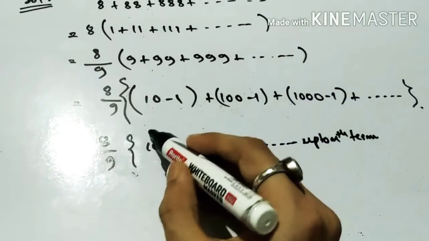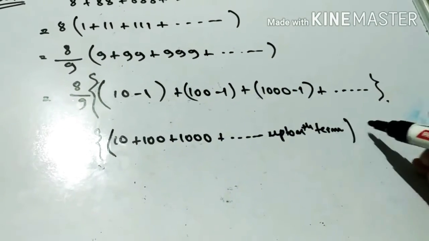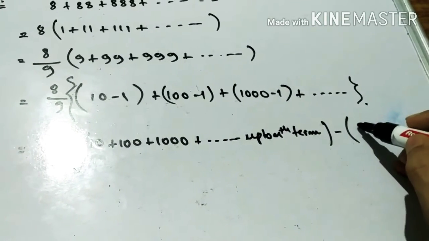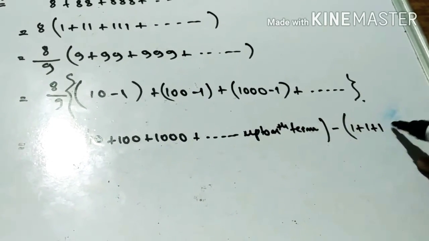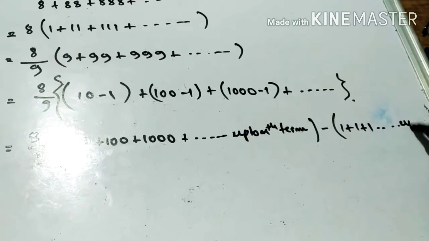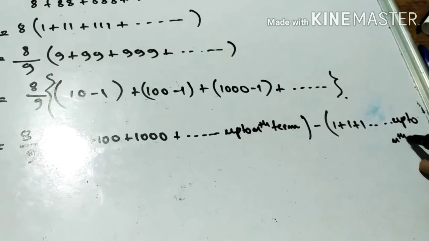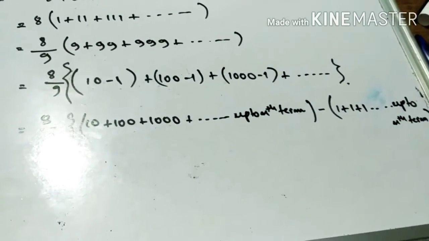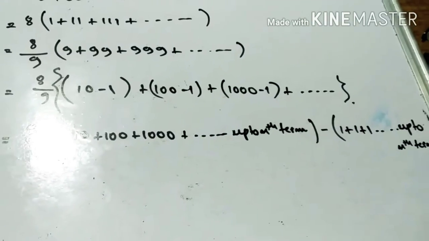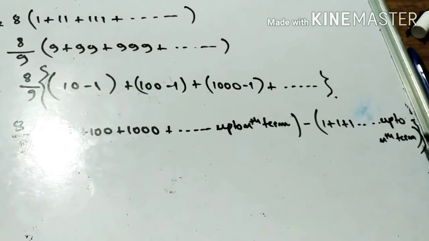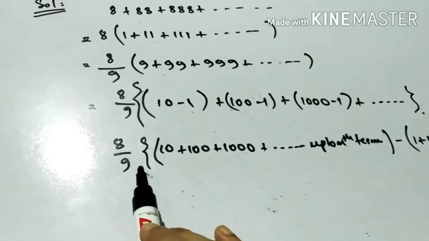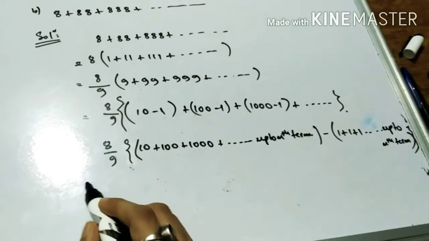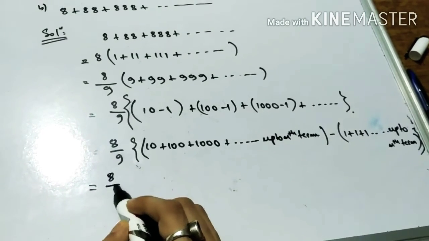Let me write this down in this bracket, and then you see minus 1 minus 1 minus 1. If I take a minus common, then I will get 1 plus 1 plus 1 dot dot dot up to nth term. Now this curly bracket I will close it. Okay, so now in here you see this is 8 by 9.